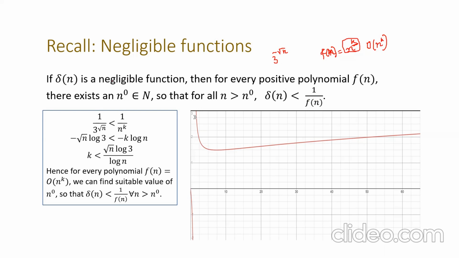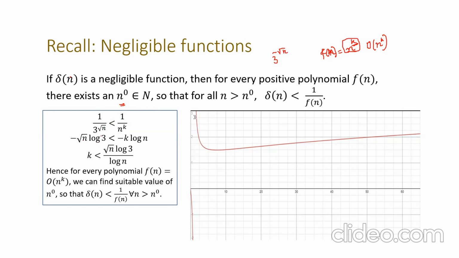And of course, the negligible function takes as input a natural number n and outputs a positive real number. So I have to find such an n0, or prove that there is always an n0 for any positive polynomial you take. So I take a random positive polynomial, which is n to the power k. What is the inverse of this polynomial? 1 by n to the power k. My given function is 3 to the power minus root n, that is 1 by 3 to the power root n. That should be less than 1 by n to the power k.